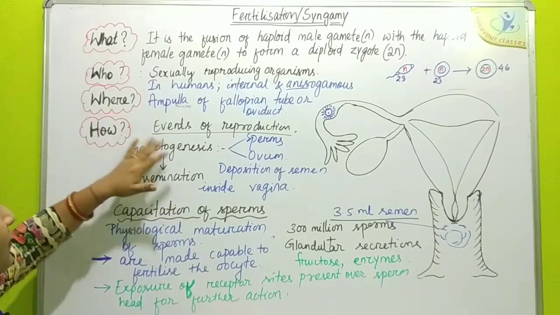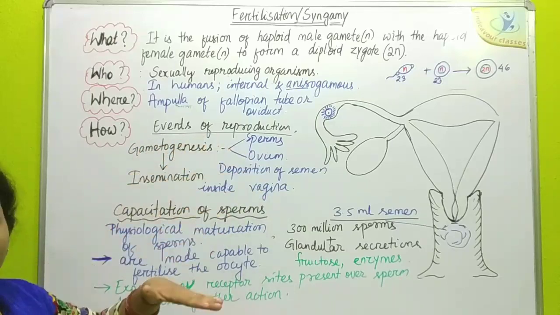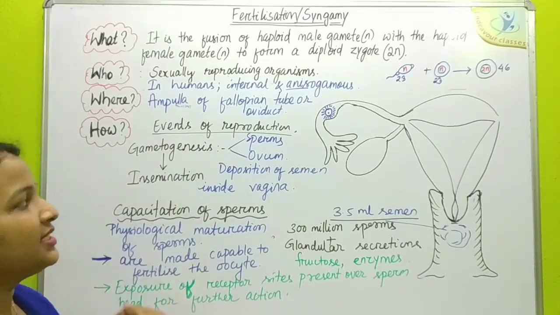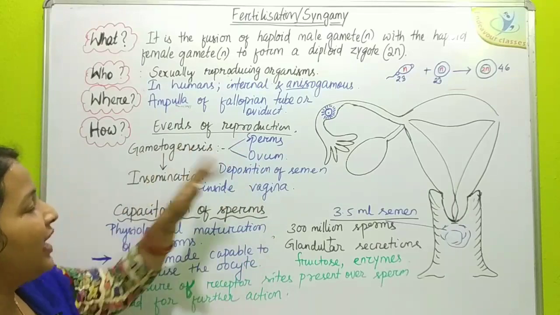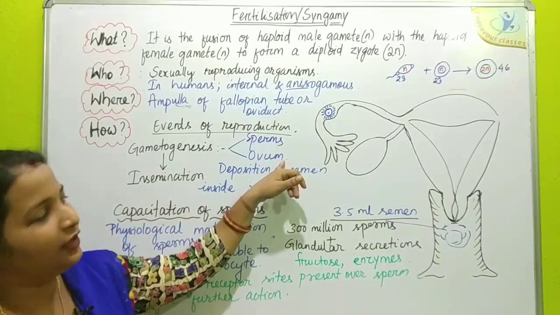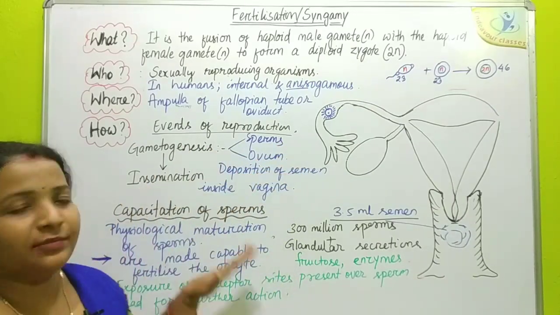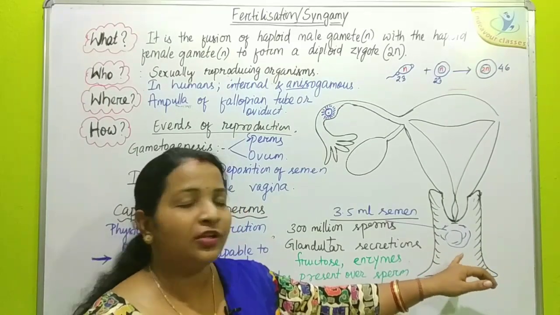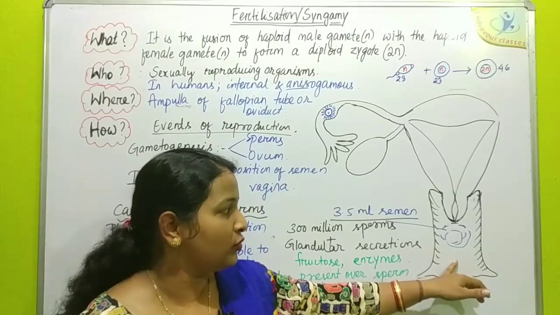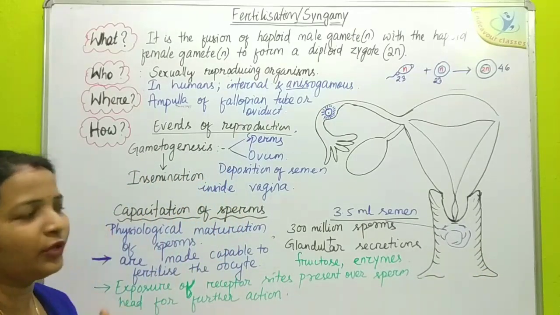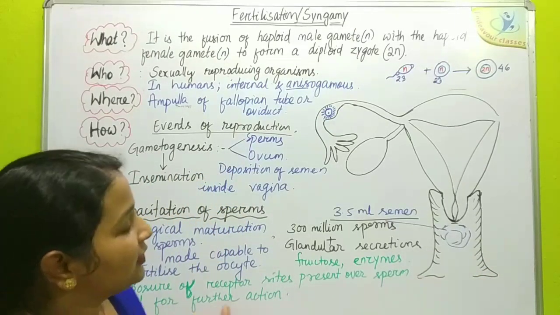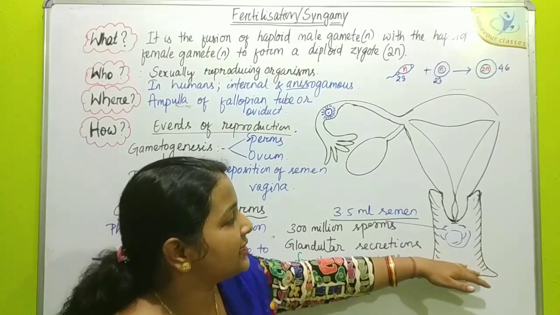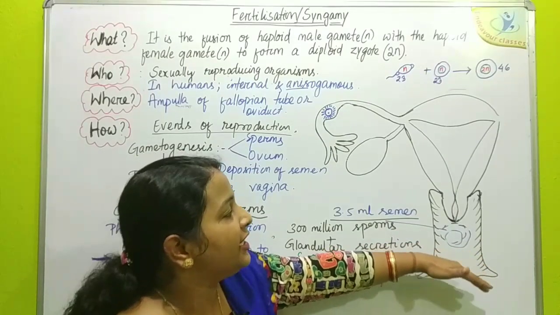So first we have studied the events of reproduction. It begins with the gametogenesis process, so we have sperms and ovum at the end of gametogenesis. Then there is insemination. Insemination is the process of deposition of semen inside the vagina during sexual intercourse. About 3.5 ml of semen is ejaculated or deposited deep inside the vagina near the cervix.